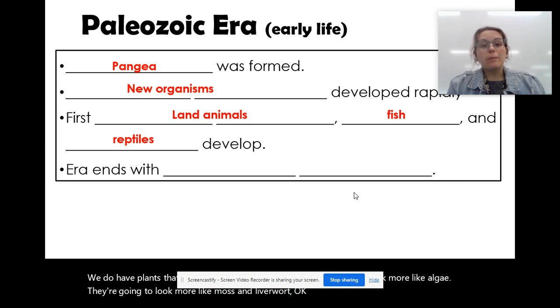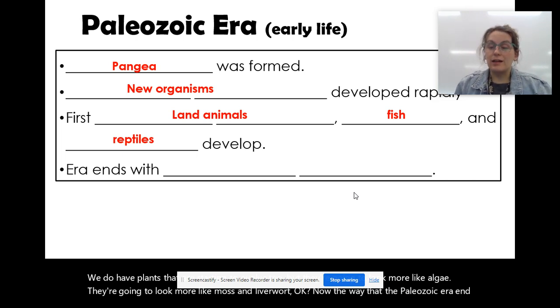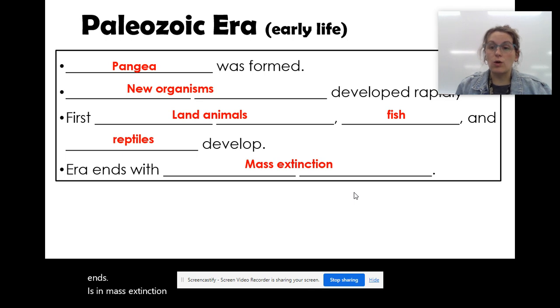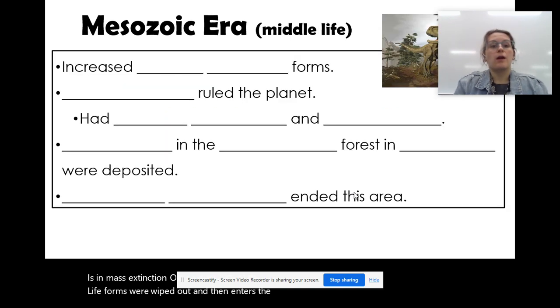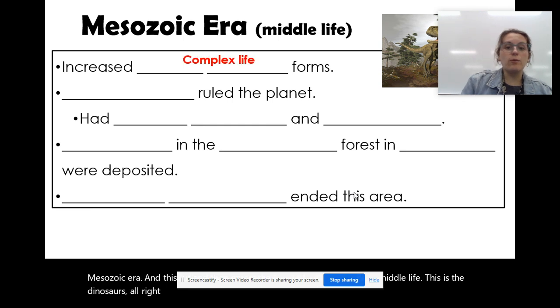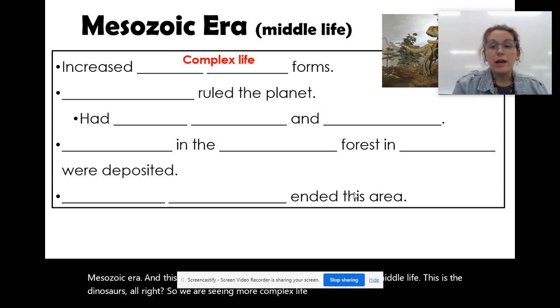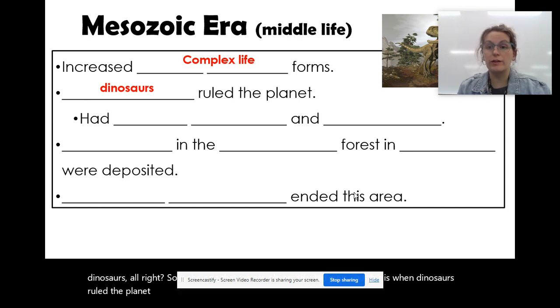Now, the way that the Paleozoic era ends is in mass extinction. So over 70% of the life forms were wiped out, and then enters the Mesozoic era. And this is the one that we are obsessed with, guys. This is middle life. This is the dinosaurs, all right? So we are seeing more complex life forms, and this is when dinosaurs ruled the planet. This is where these big, massive reptiles are, and birds, insects, these huge things are evolving.